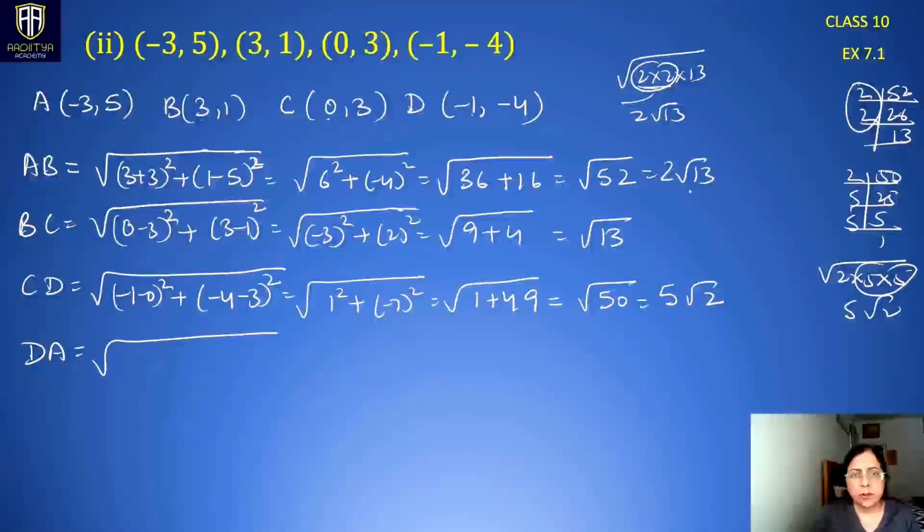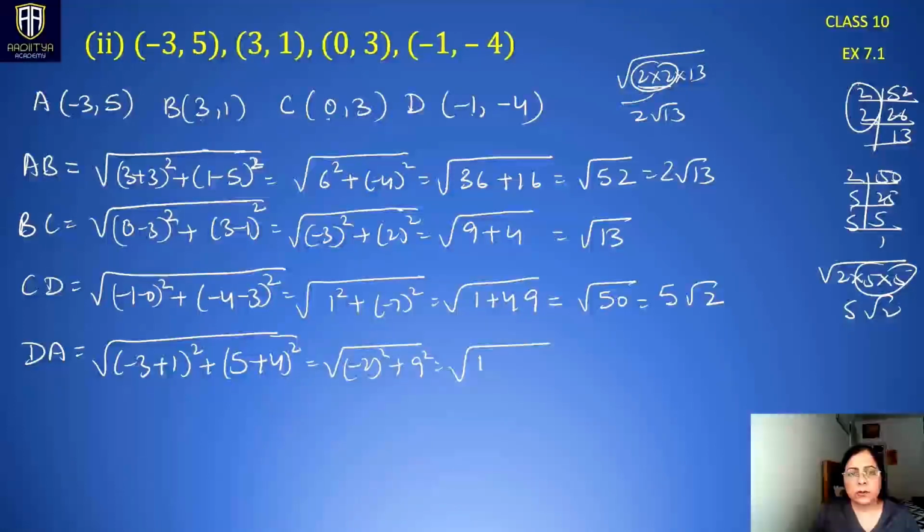DA is, from here you can see that there is no relationship between these. Let us find the last one also. DA. Minus 3 minus minus 1, minus 3 minus minus, plus 1 square. 5 minus minus 4, 5 plus 4 whole square. So we have minus 3 plus 1 is minus 2 square, this is 9 square. This is 4 plus 81. So we have root 85.